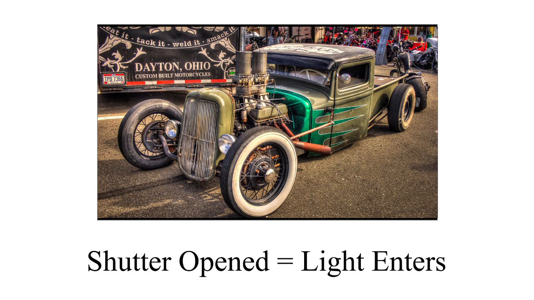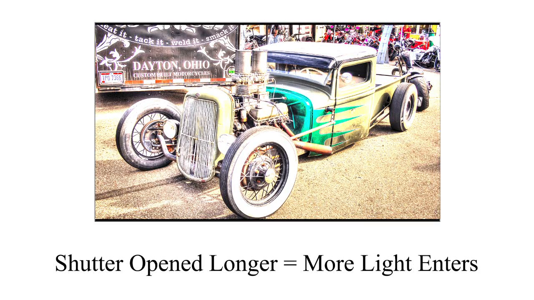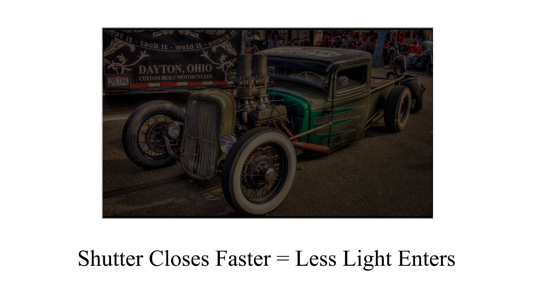Your shutter acts like a blind, and when you take a photo, it opens and closes. While the shutter is open, it allows the light to come into your camera and expose your image. The longer your shutter remains open, the more light can enter your camera and the brighter your image will be. Alternatively, the faster your shutter closes, the less light enters your camera and the darker your image.